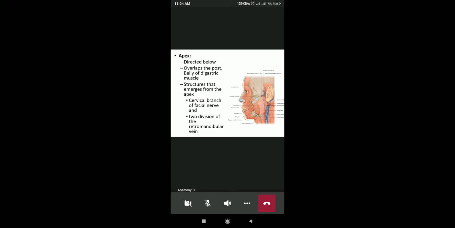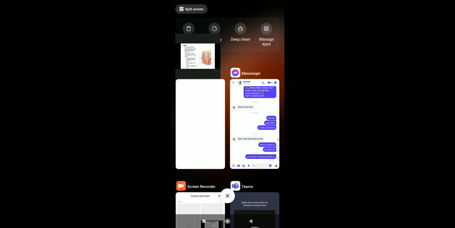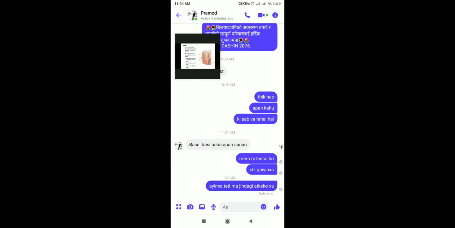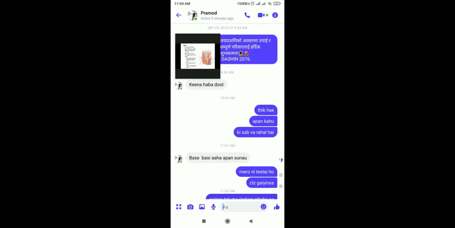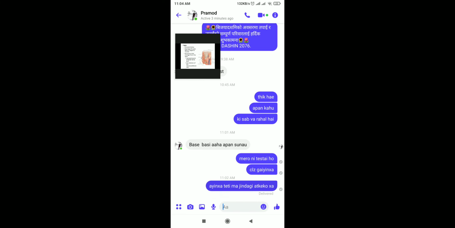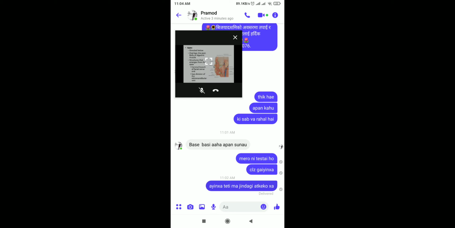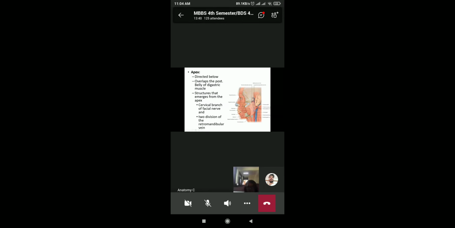The apex is directed below. So here we can appreciate the pointed apex which is directing below. It overlaps the posterior belly of the digastric muscle here. So digastric muscle has two bellies. They are the anterior belly, intermediate tendon, and the posterior belly. So the posterior belly is in relation to the apex of the parotid gland.